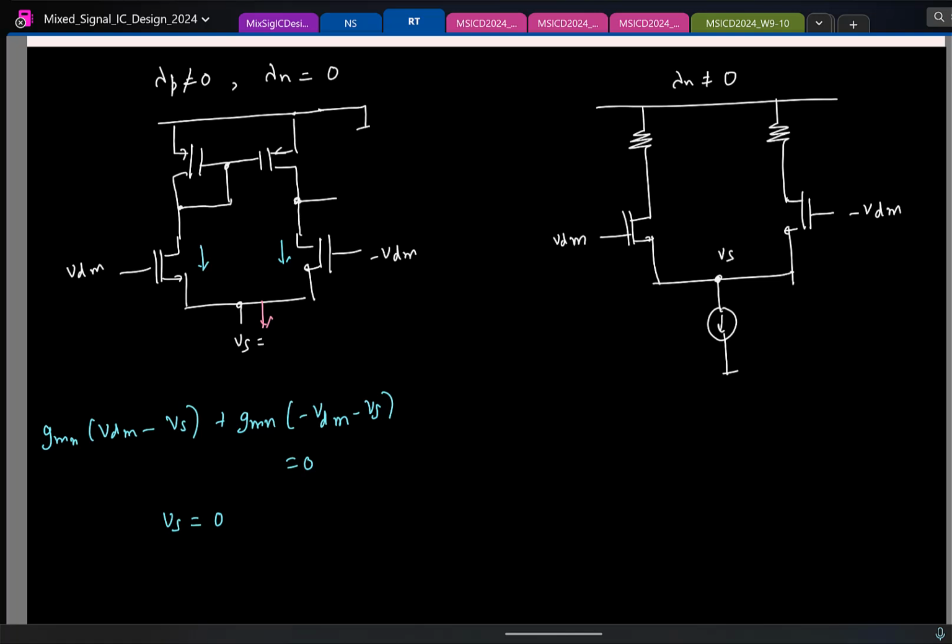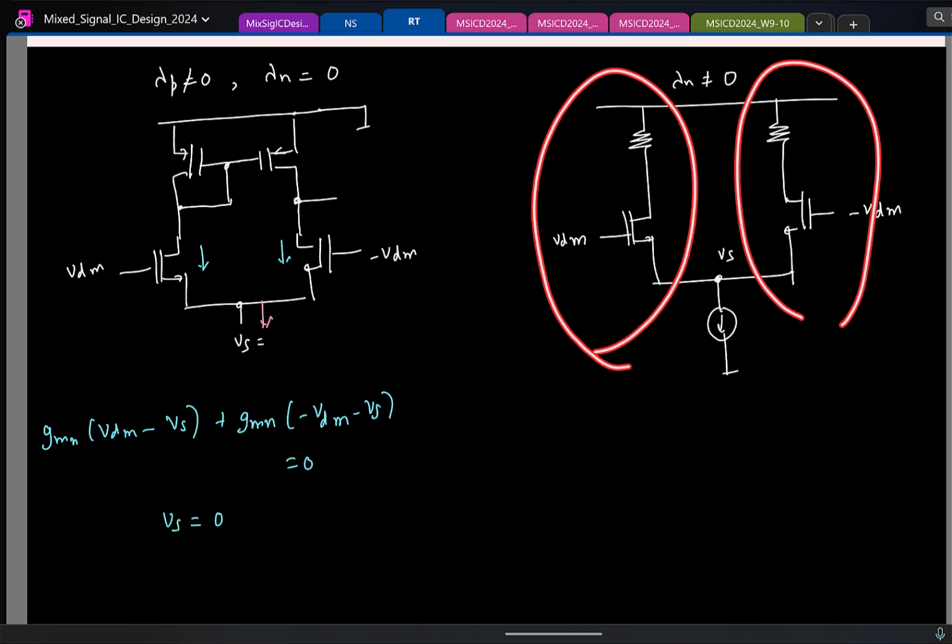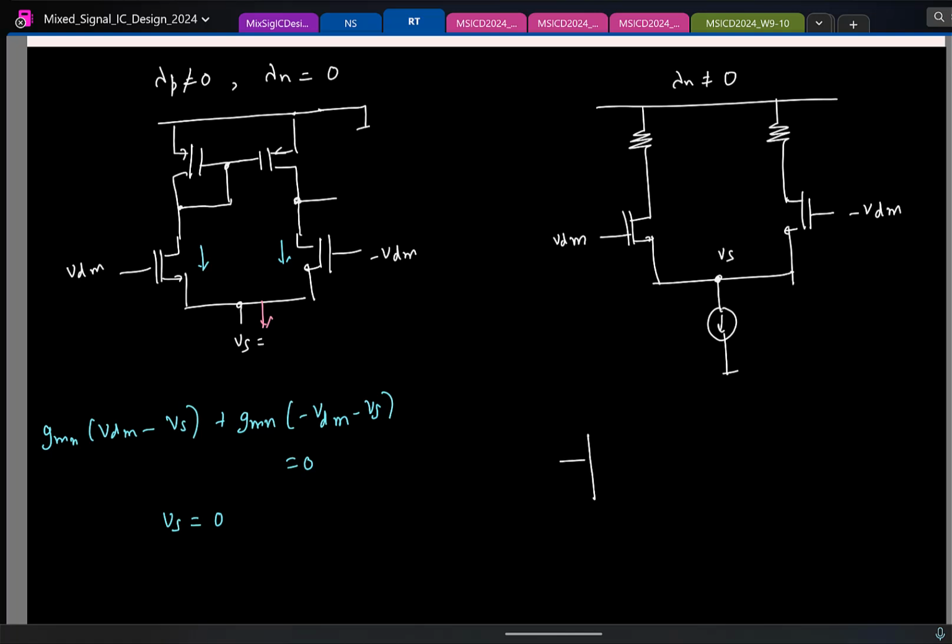So loosely speaking, or not loosely speaking, I can think of it like this. Left side I have a linear network, right side I have the same fellow. So this is one linear network N, another linear network, a symmetrical version, put like this, and this is this node Vs. And here I am applying, let us say, plus V and minus V. What will be this potential?